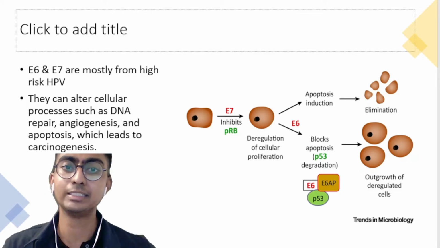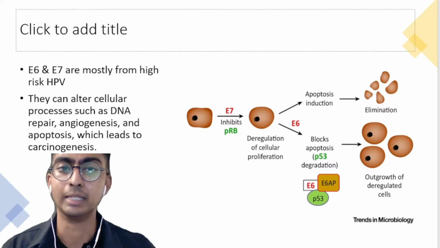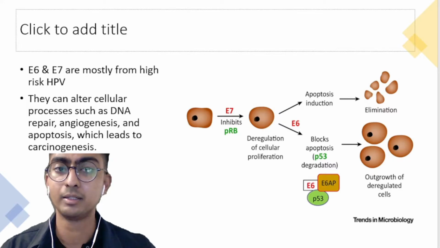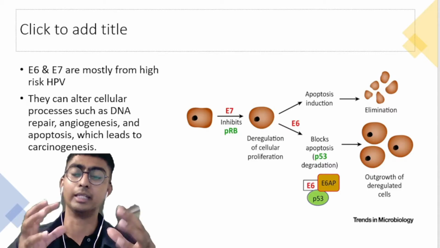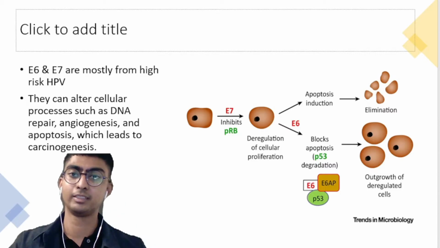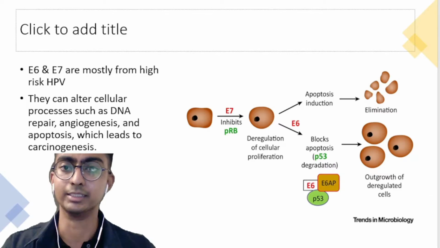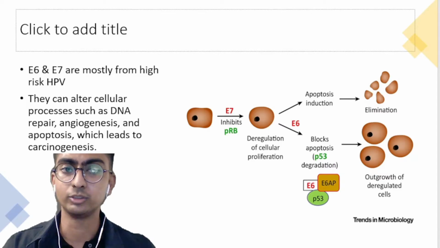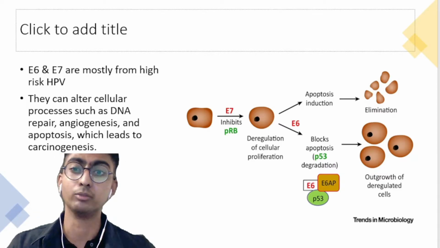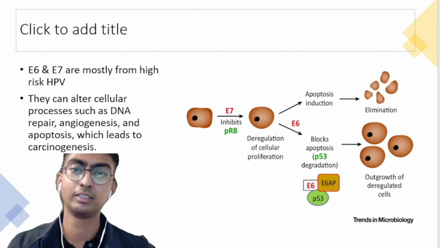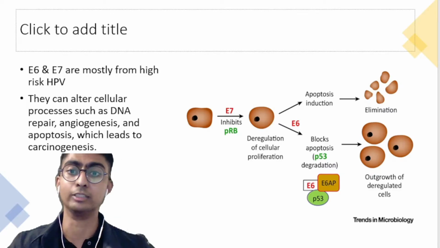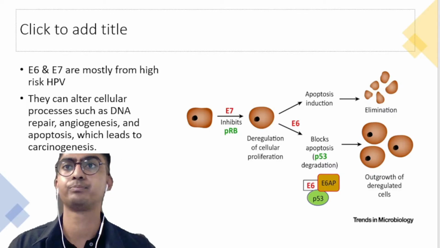So as for E6, E6 blocks apoptosis by causing P53 degradation. It causes the cell to continuously grow and proliferate. It arrests the cell in the G1 stage. So E6, when it binds with the P53, it will degrade P53. And once P53 is no longer present, the cell continues to stay in G1 stage and grows continuously, leading to tumors.